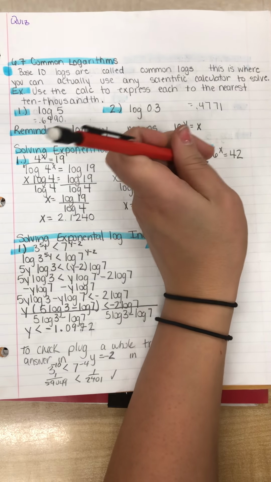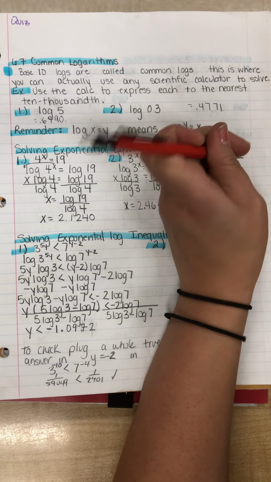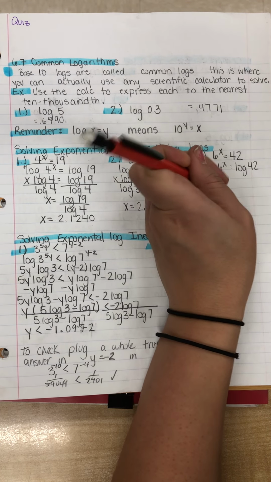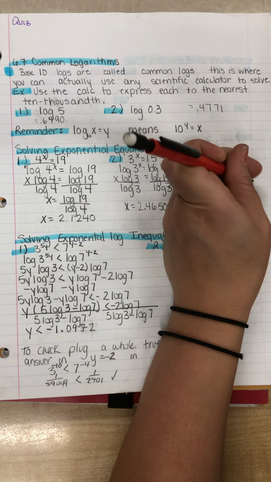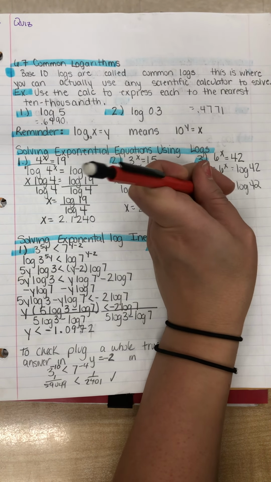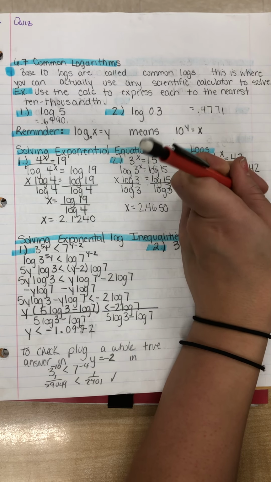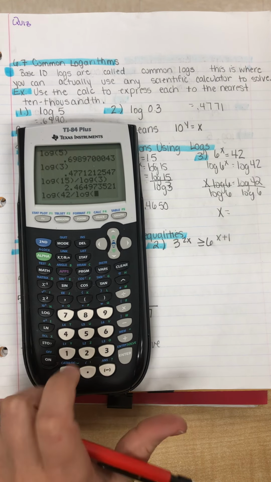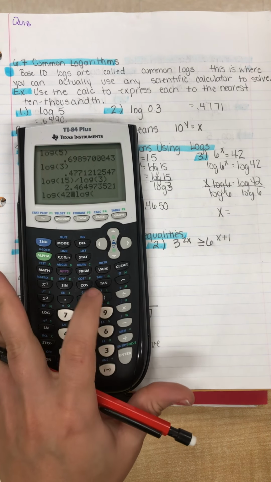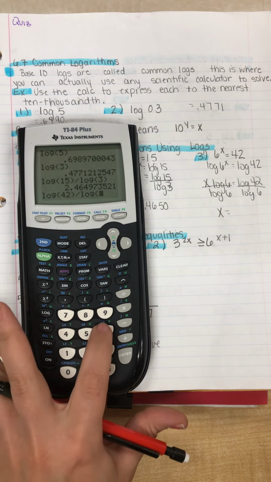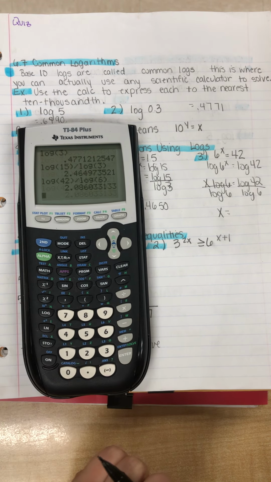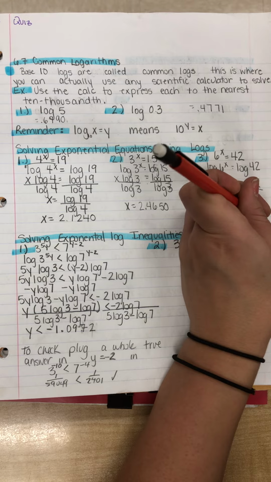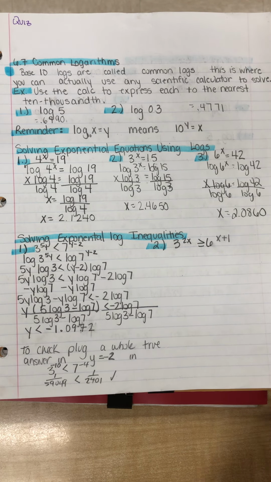Same thing with the last one. Put a log in front of both. Move the x. Divide by the extra part of the log to get x by itself. And then we have x equals, so then I type it in. Log of 42 divided by log of 6, and I forgot to put my parentheses, that's super important. And then I have that decimal. Mine is 2.0860.